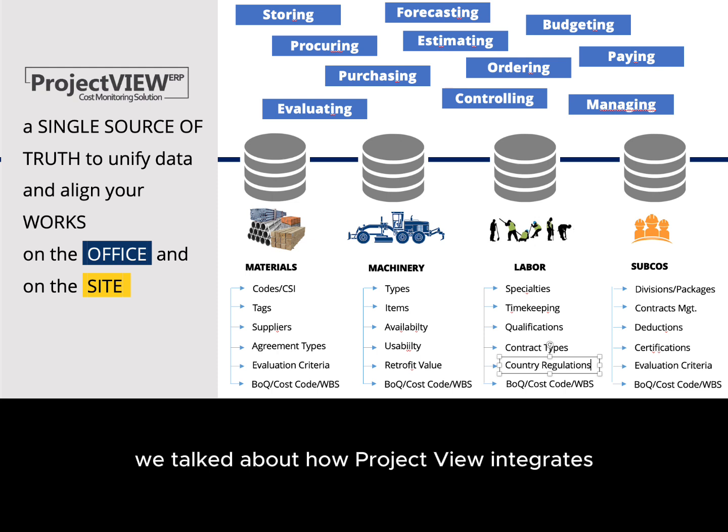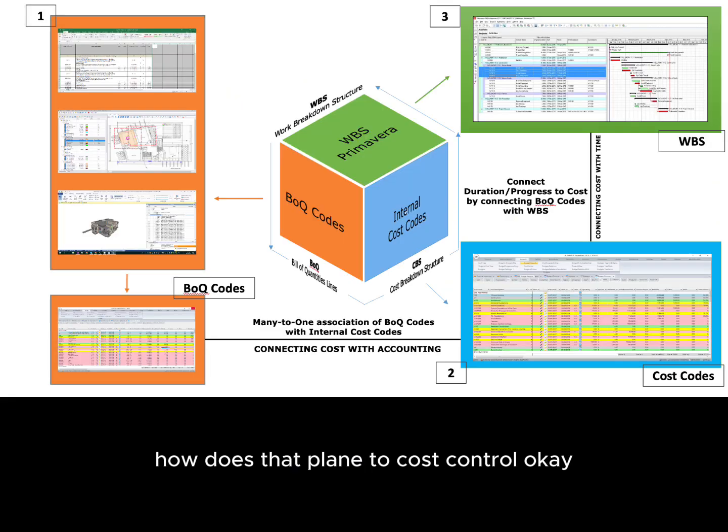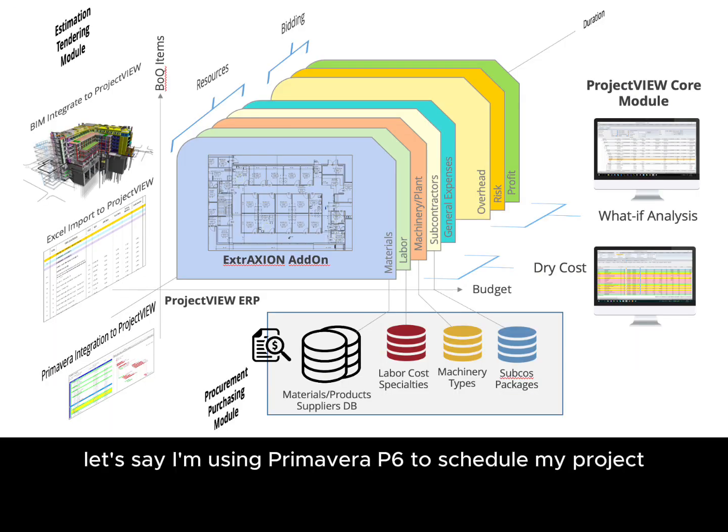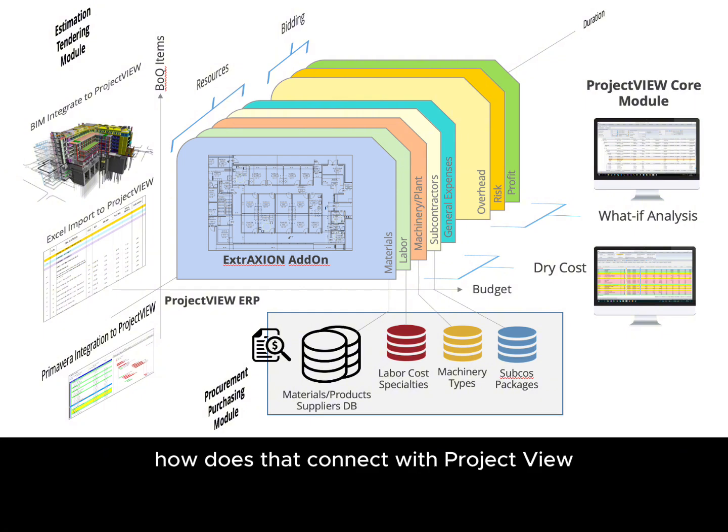Which reminds me, we talked about how ProjectView integrates with other software, like Primavera P6 and Microsoft Project. How does that play into cost control? Okay, so it's all about having a single source of truth. When you integrate ProjectView with your project management software, you're creating a seamless flow of information between the schedule and the budget. So paint me a picture here. Let's say I'm using Primavera P6 to schedule my project. How does that connect with ProjectView?